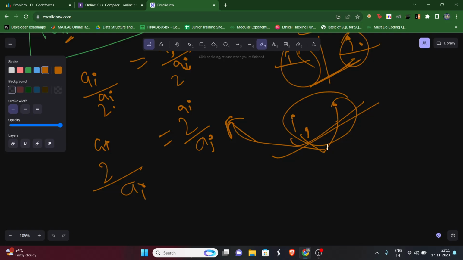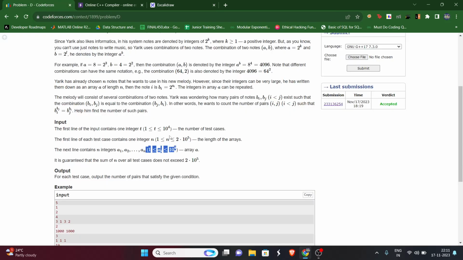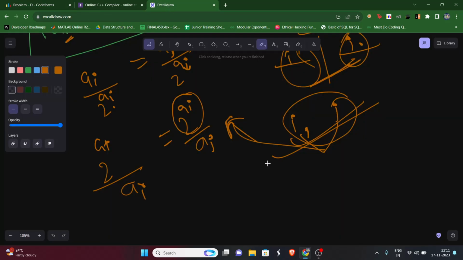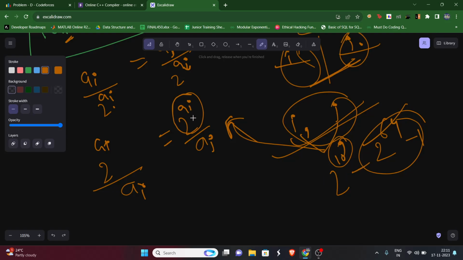Now still we have many problems. First one is, we cannot calculate this 2 to the power a of i. Why? Because a of i can go up to 10 to the power 9, and we cannot store 2 to the power 10 to the power 9. At max we can store 2 to the power 64 minus 1 in a positive long. So we'll have to do something so that we don't have to store this.